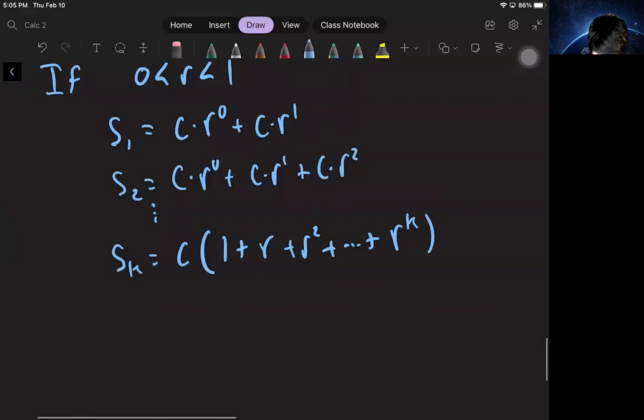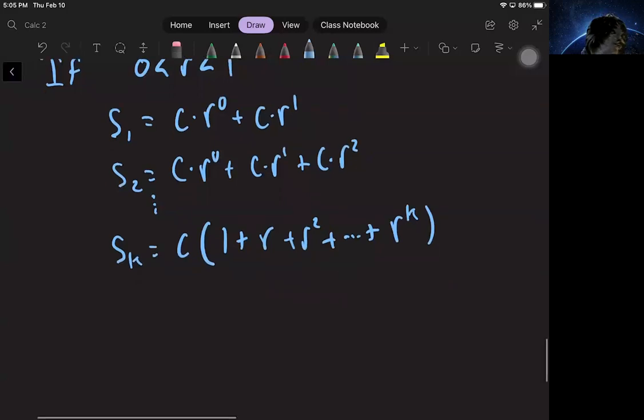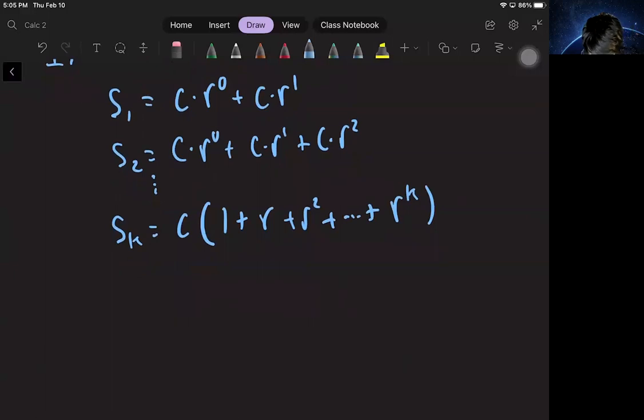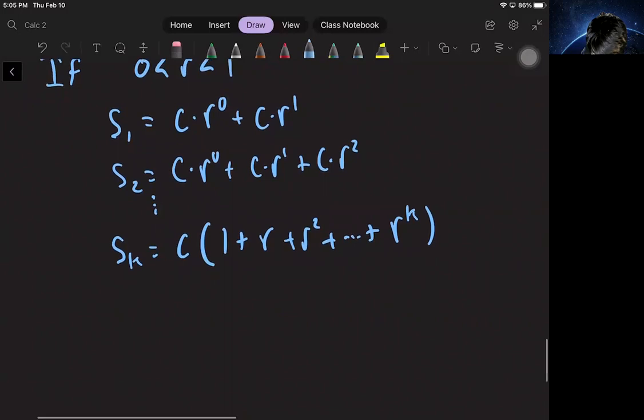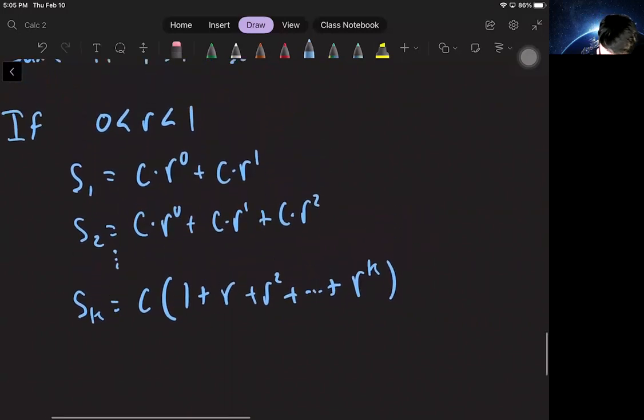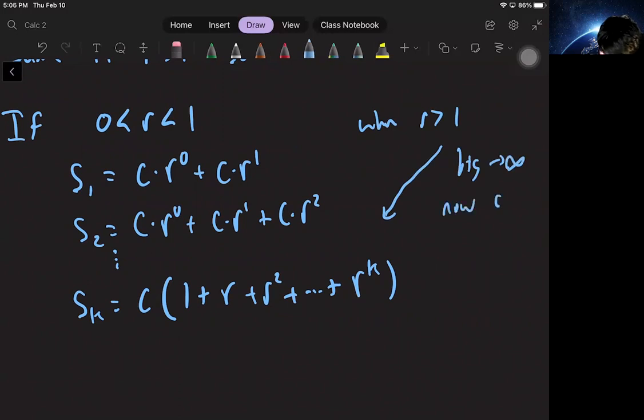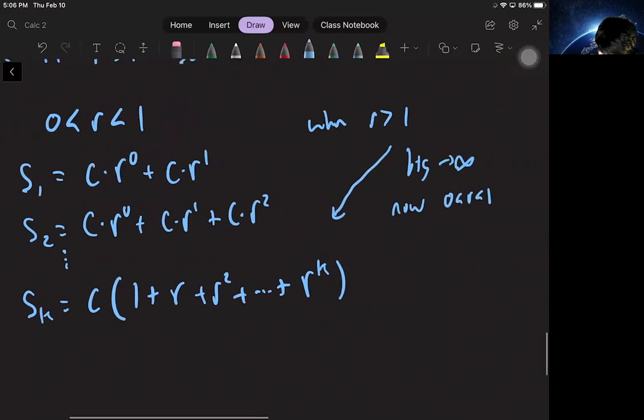And I want to be able to take this limit, but I don't have a nice formula for Sk yet, but we're going to use some algebra tricks to figure out a nice formula. So the idea was before that when r was bigger than 1, this just gets really big, it goes to infinity. But now when you're between 0 and 1, when you're like a tiny little fraction, it might not do that. And let's see why not.